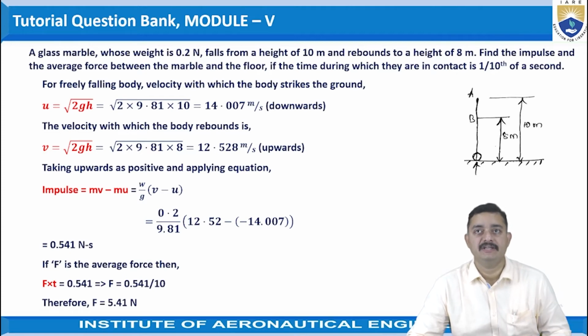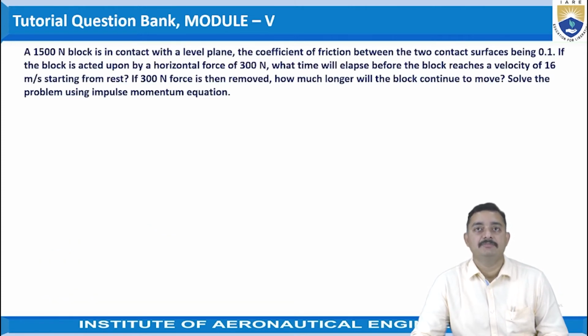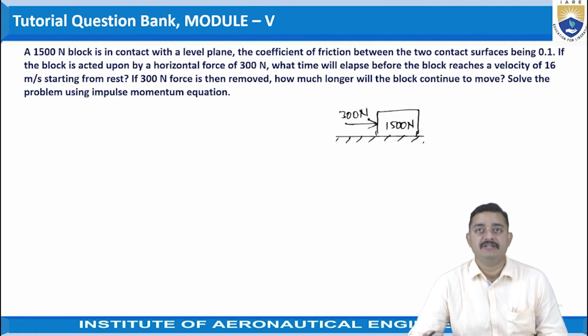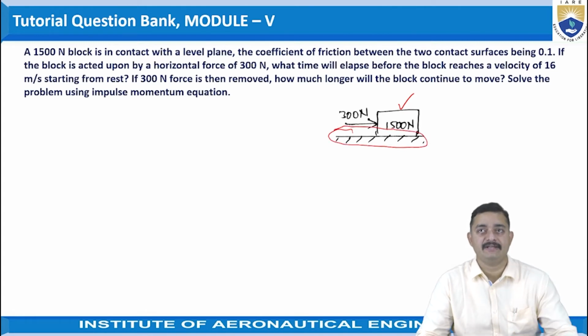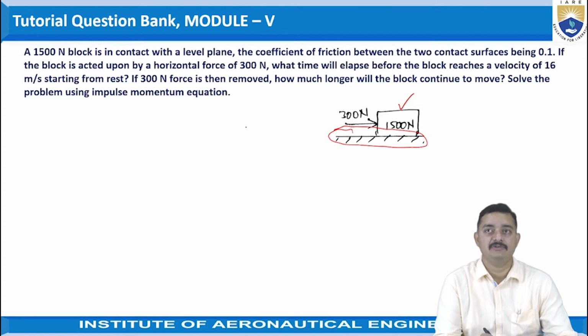Now let us go to the next problem. The problem given here is: a 1500 Newton block is in contact with a level plane. So let us see the figure. The 1500 Newton block that is given here is in contact with the level plane. This is the plane on which the block is in contact. The coefficient of friction between the two contacting surfaces is 0.1. So the coefficient of friction value is given as 0.1.